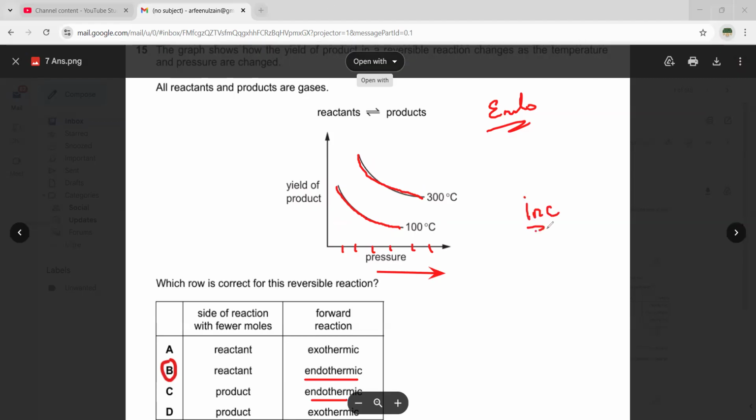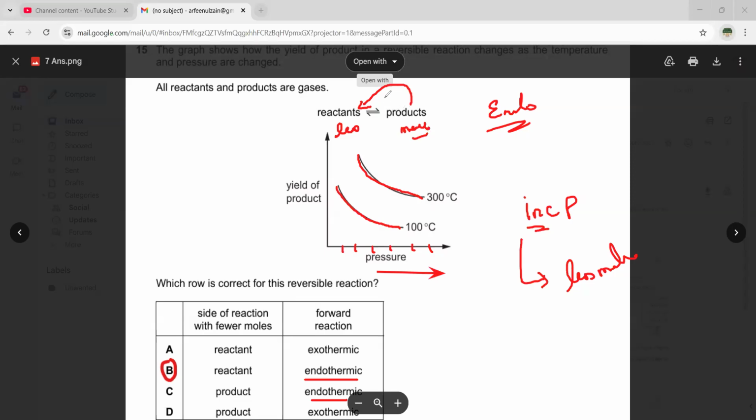Whenever for a reversible reaction we increase the pressure, equilibrium will shift towards the side of fewer moles. So as you can see, when we are increasing the pressure, the amount of product is decreasing. So if the amount of product is decreasing, it means the equilibrium has shifted towards the left-hand side. And whenever we increase the pressure, equilibrium will always shift towards the side of fewer moles.